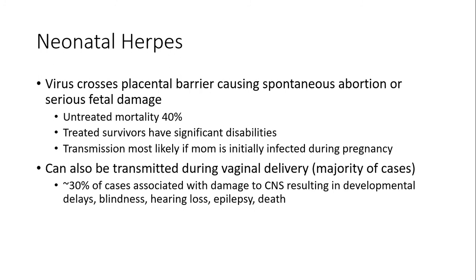If she's having a recurrence during pregnancy and especially close to delivery, that's pretty common because, again, she's going through a lot of stress and that can reactivate the virus. So you may have to consider something like a C-section in those cases to avoid that transmission. It can also, like I mentioned, be transmitted during vaginal delivery, and this is actually the majority of cases. When this happens, about 30% of those cases will be associated with damage to the central nervous system, resulting in some of those same problems that we saw before, but now including things like blindness, hearing loss, epilepsy, and death.